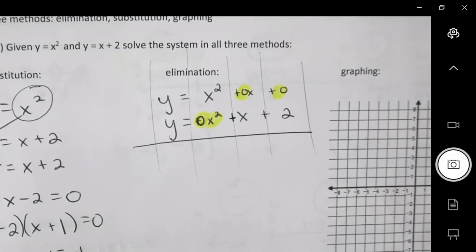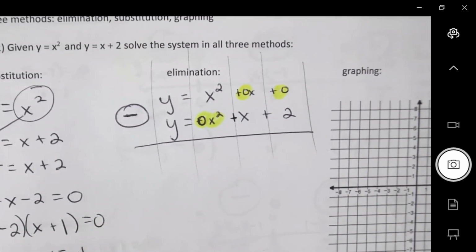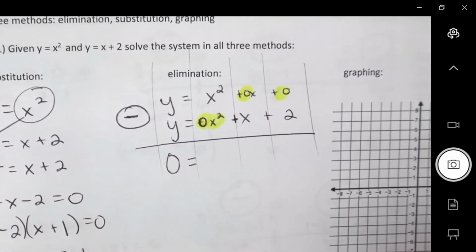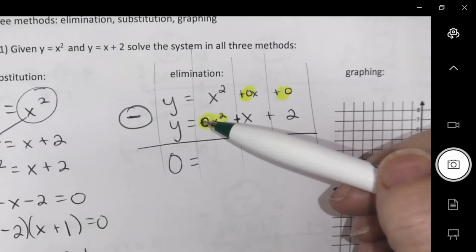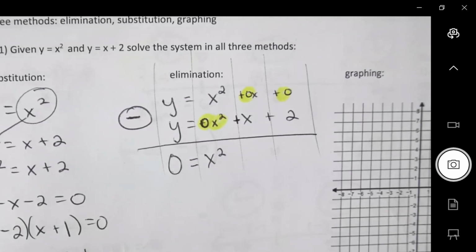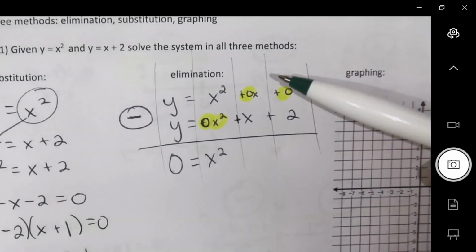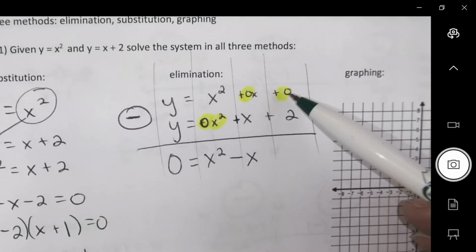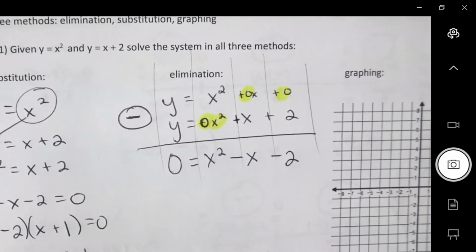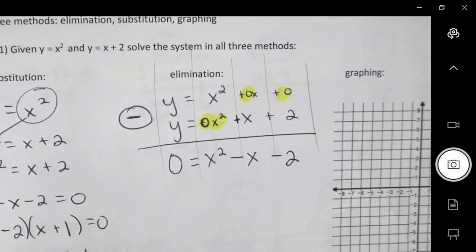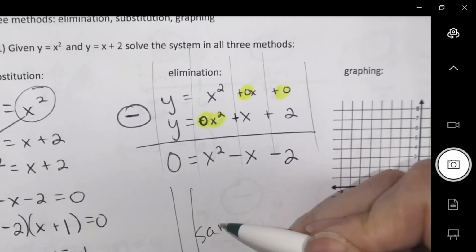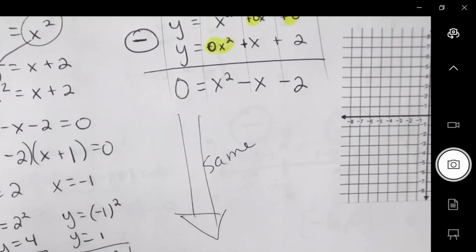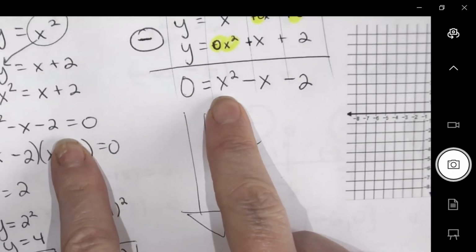Okay, which variable do you want to get rid of? The y. So I'm going to subtract to get rid of the y. So y subtract y is 0. X squared subtract no x squareds. Zero subtract 1 makes negative x. 0 subtract 2 makes negative 2. And now the rest would just be the same. We would do the exact same stuff now. Do you see where I got to the same equation here?